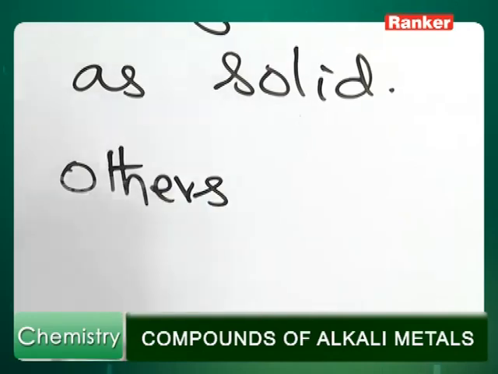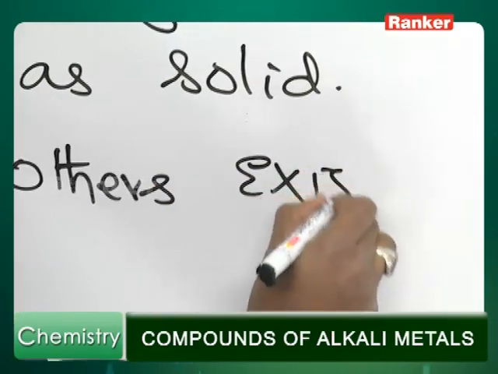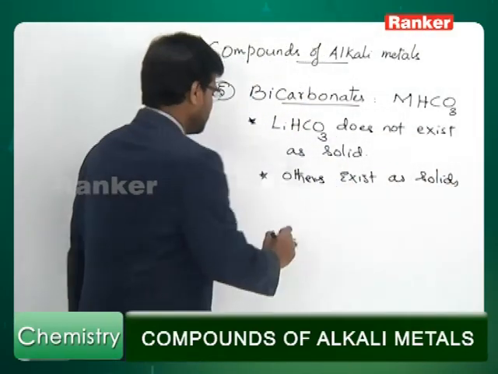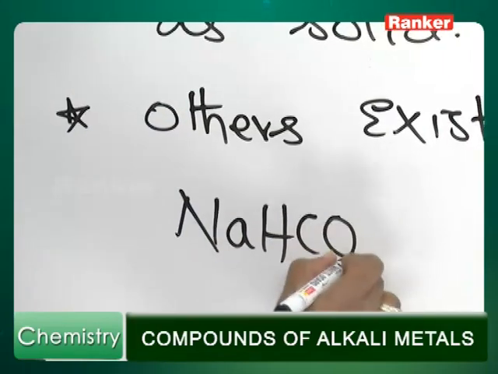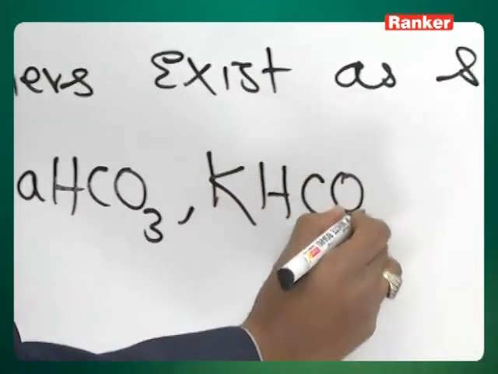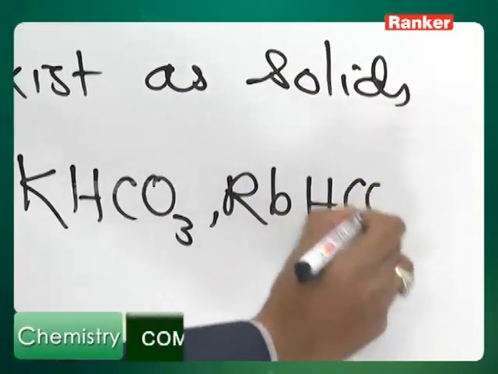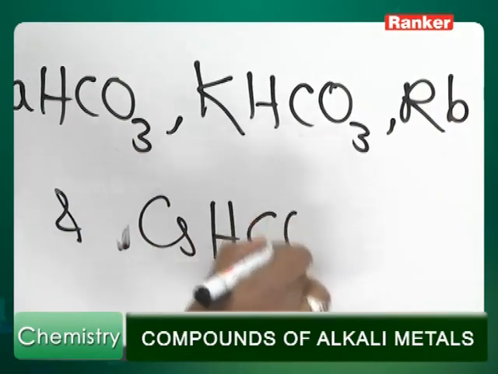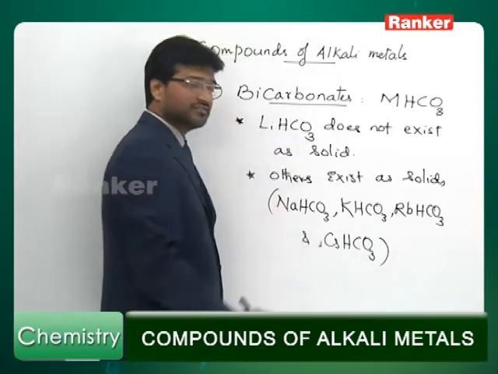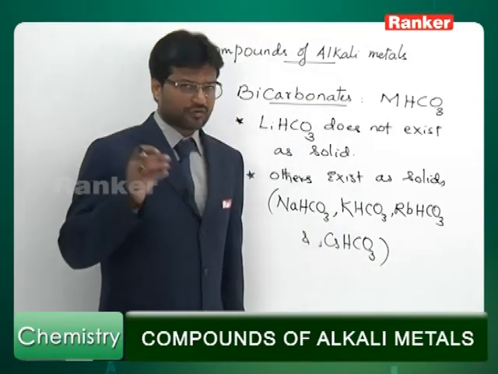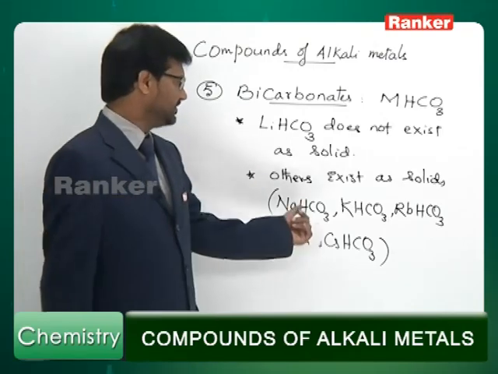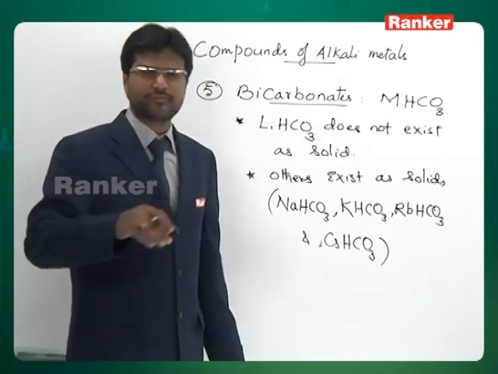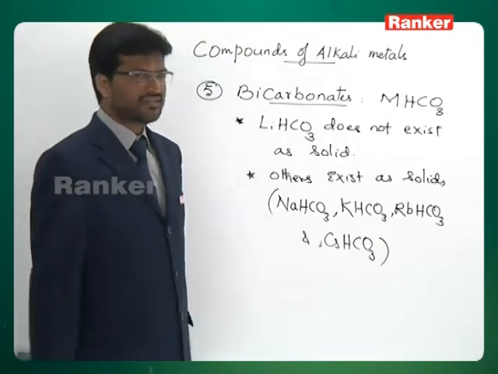Others exist as solids. Others means NaHCO3, KHCO3, RbHCO3 and CsHCO3. These substances only exist as solids. So there are only 4 solid metal bicarbonates. This is the list of the 4 solid metal bicarbonates. All other metal bicarbonates in the periodic table exist only in aqueous solution. They do not exist as solids.